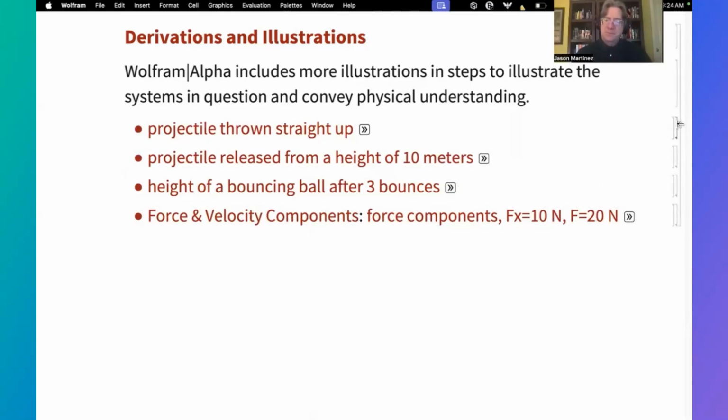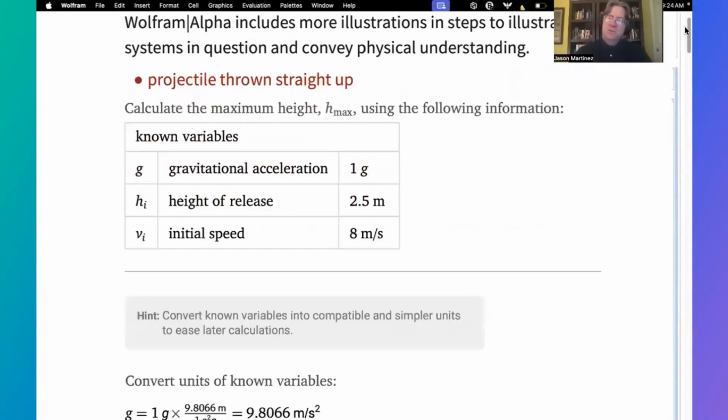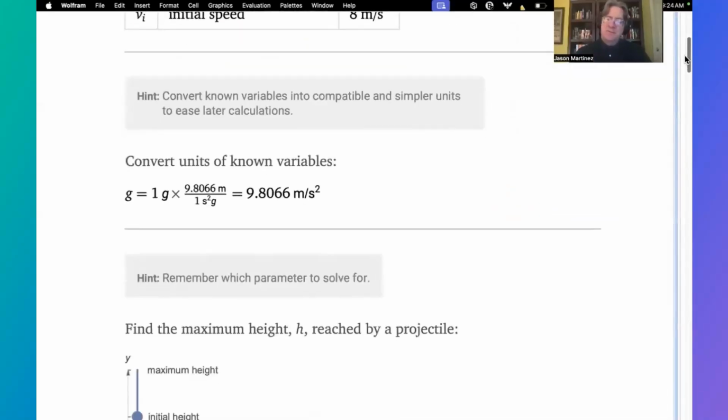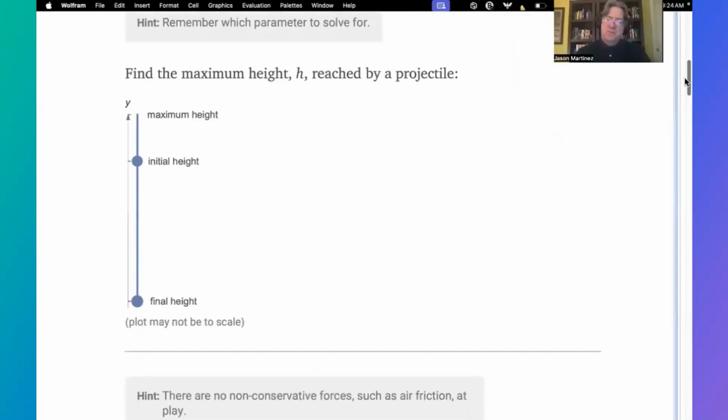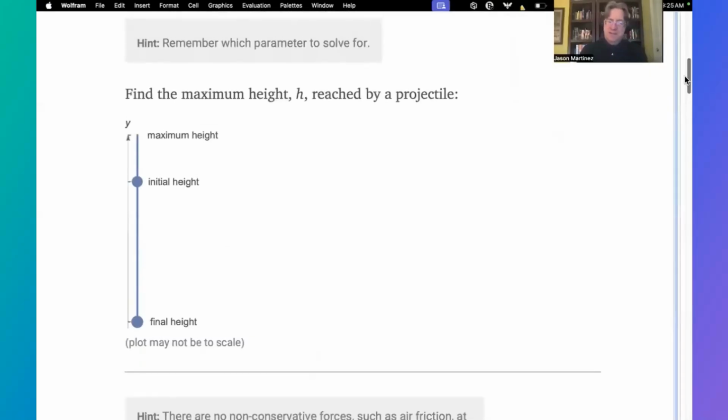So one way has been to just add new steps. Here we have one for throwing a projectile straight up. We get a diagram that shows our initial height. We should get a maximum height, and it comes down to the ground over a period of time. And we want to find the maximum height.